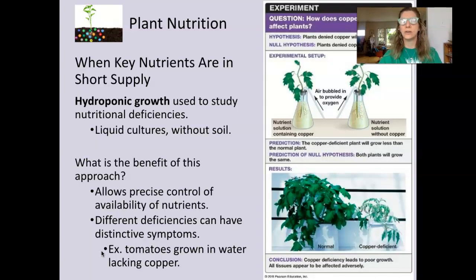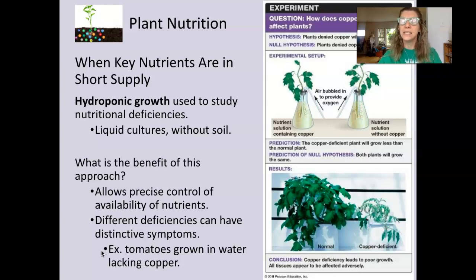When key nutrients are in short supply, hydroponic growth can be used to study nutritional deficiencies. Because if you think about it, it's much like growing a bacteria in a nutrient agar. You can actually provide it with certain things, limit other things, and see how that affects growth because you don't have the confounding factor of the soil. So the benefit of this approach is that it allows precise control of available nutrients because you put it into the water. And different deficiencies can have distinctive symptoms.